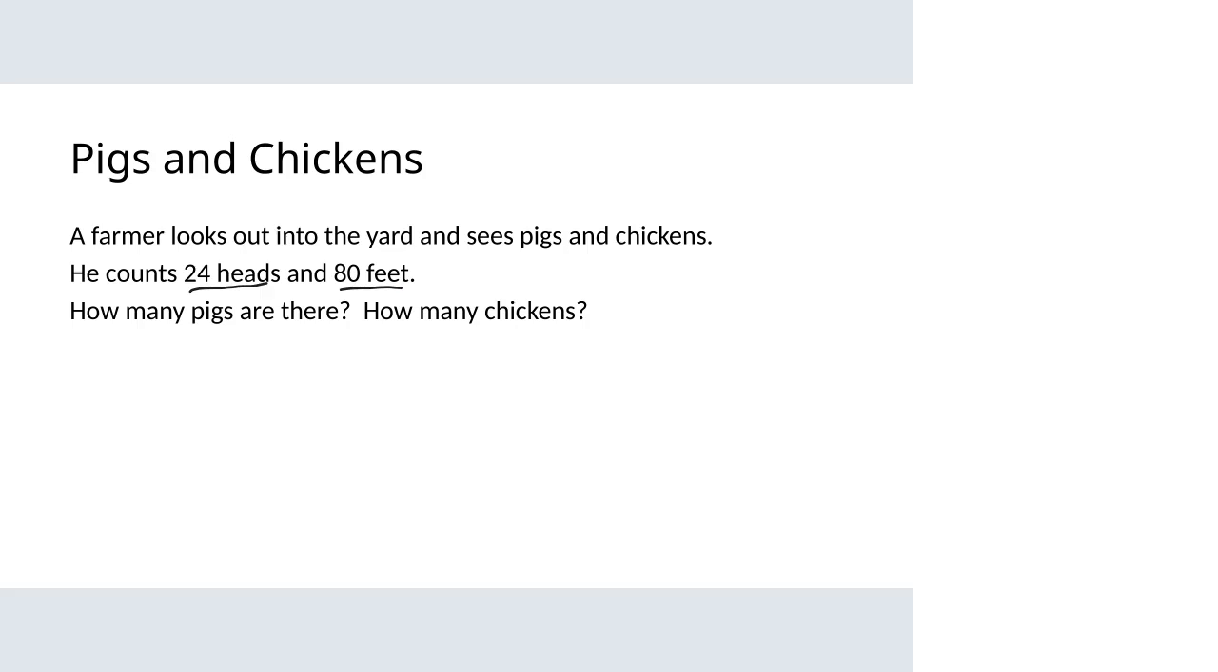The equation about the heads, well, I have pigs and I have chickens. They each only have one head. So the number of pigs plus the number of chickens is going to be 24 because they each have one head. And 80 feet, so writing this about feet, pigs have 4 feet. So 4 times the number of pigs. Chickens have 2 feet. 2 times the number of chickens. I'm adding up all their feet, and I get 80. So I have my two equations and two unknowns, so I'm going to be able to solve this.